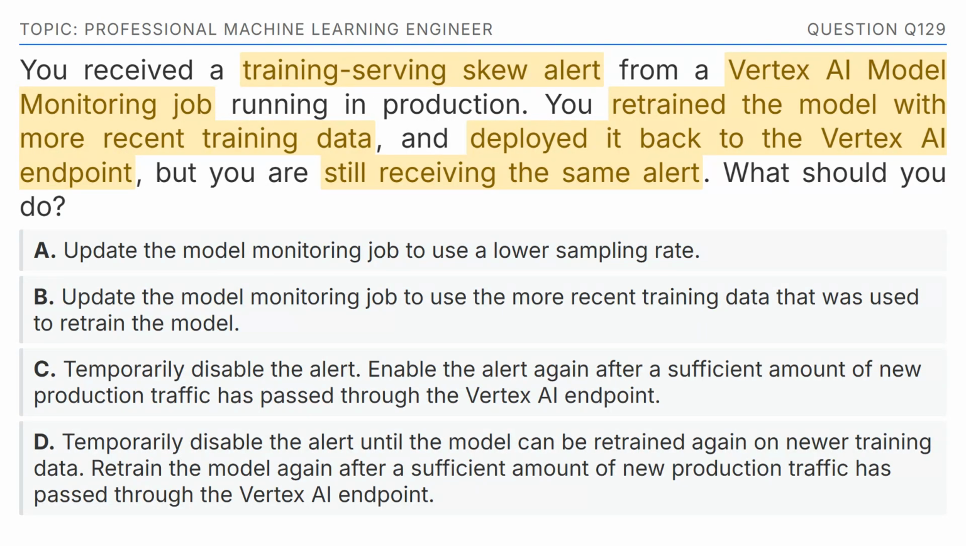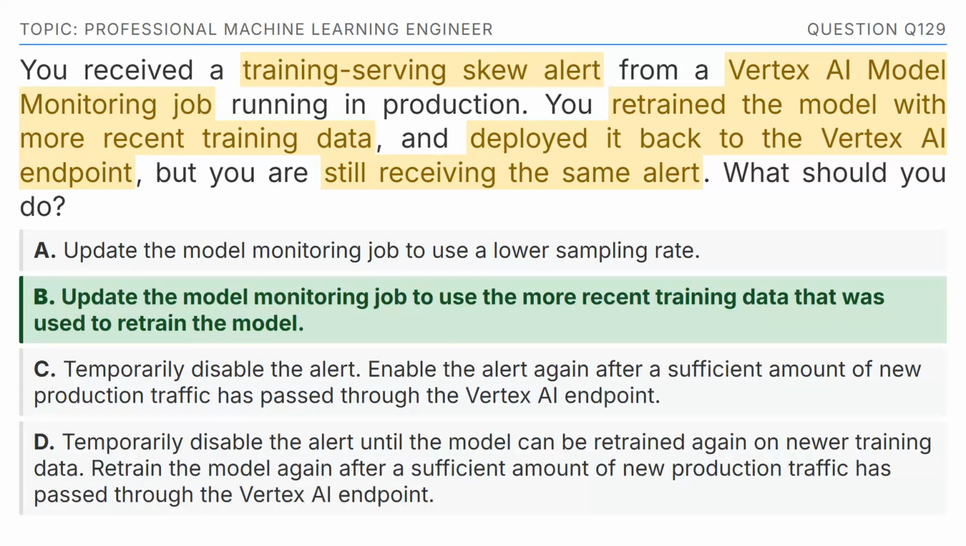To arrive at the correct answer, we focus on the keywords: training serving skew alert, Vertex AI model monitoring job, retrained the model with more recent training data, deployed it back to the Vertex AI endpoint, still receiving the same alert. The correct answer is option B, update the model monitoring job to use the more recent training data that was used to retrain the model.